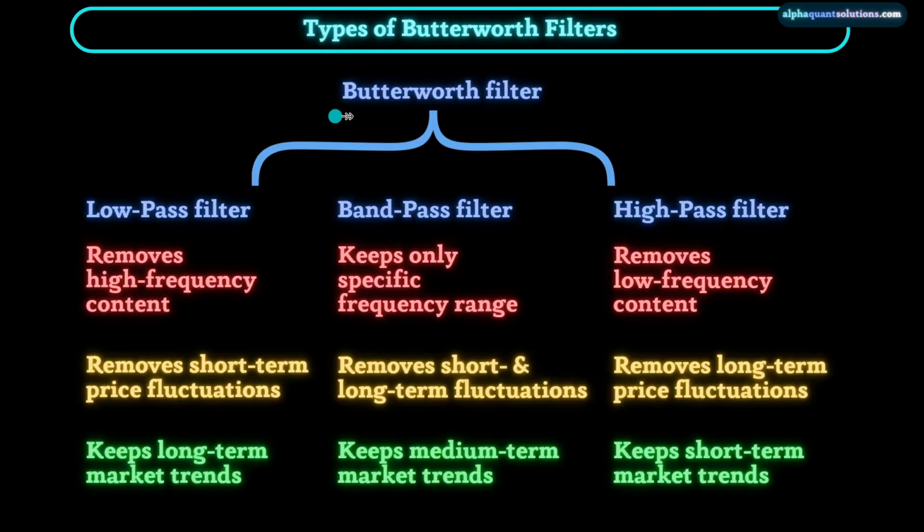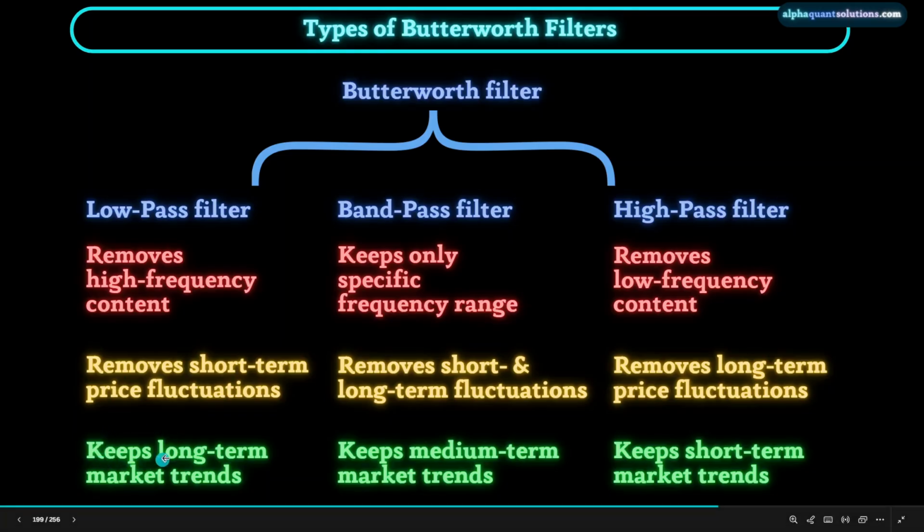So these are the three main types of Butterworth filters. It can be used as a low-pass filter, a bandpass filter, or a high-pass filter. By low-pass filter, what we mean is that it only passes the low frequency content of the input signal. So basically it removes the high frequency content. And high frequency is actually equivalent to short-term price fluctuations. So it removes any short-term and highly volatile price movements. Those are filtered out. And then it only retains the long-term market trends, so the slow-moving market trends.